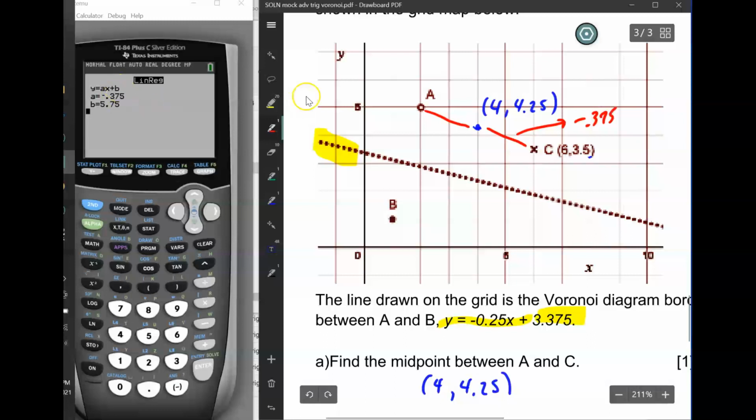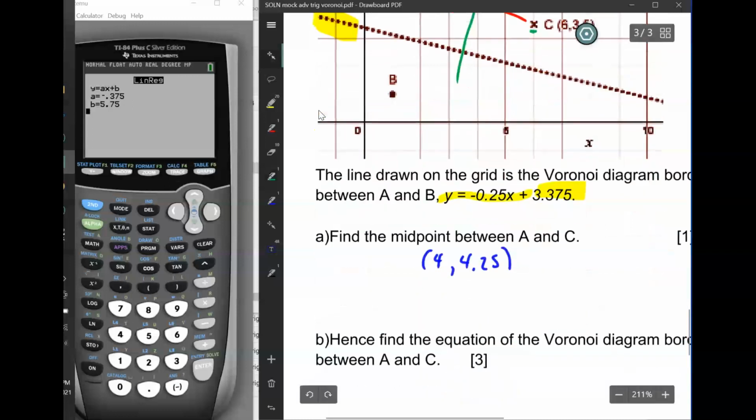Now, we want a line that is perpendicular to the red line so that we can find the Voronoi diagram border between A and C. So let's find the perpendicular slope to negative 0.375. How do we do that?